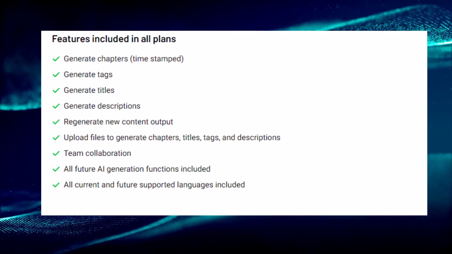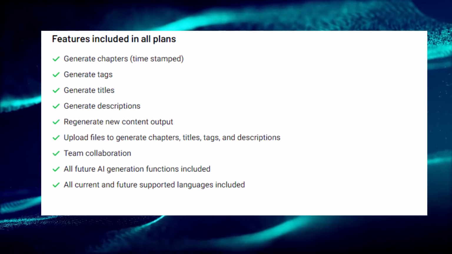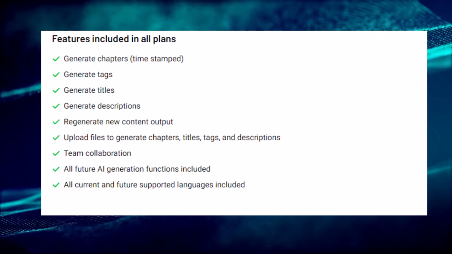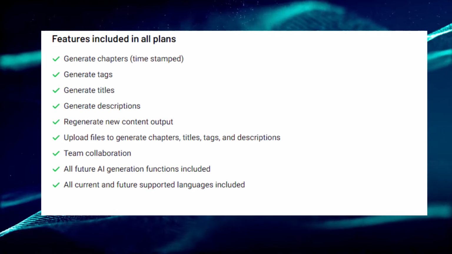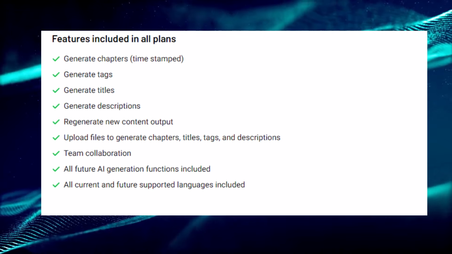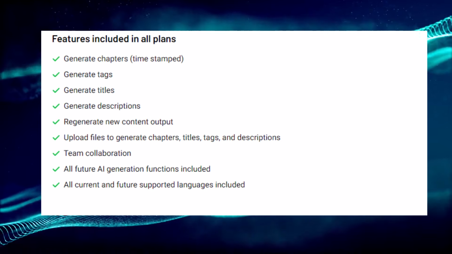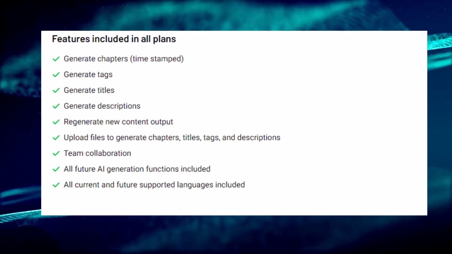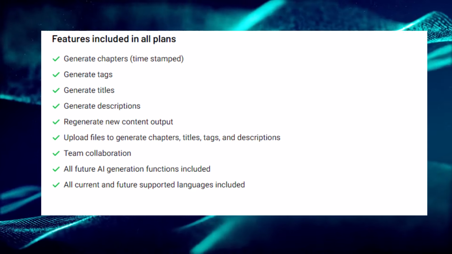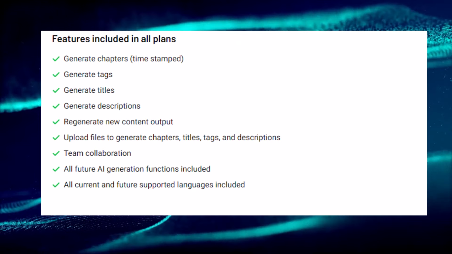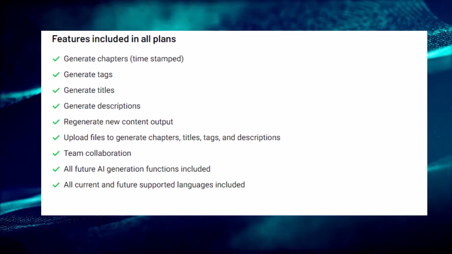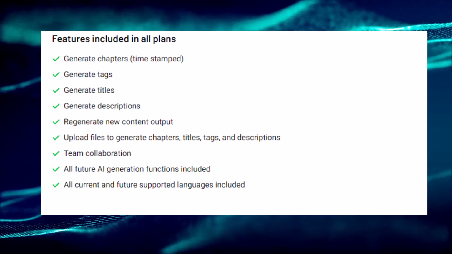Now, these are some of the features that are included in all the plans. You can generate chapters that are time-stamped, generate tags, titles, descriptions, and you can regenerate new content output. You can upload files to generate titles, tags, and descriptions. And that's with the SRT file, by the way, which is really cool. Team collaborations, all future AI generation functions are included, and all current and future supported languages are included as well.